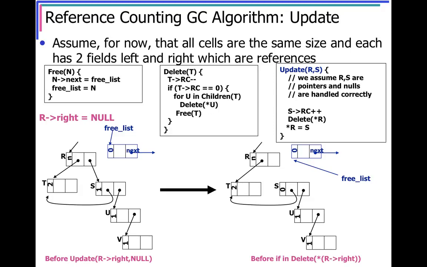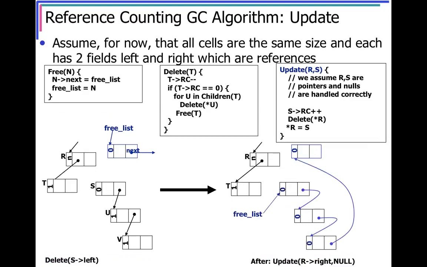The first thing we do in the delete routine is decrement the reference count. And as you can see on the right side in the drawing, we have decremented the reference count of S. At this point, we're going to chase the children of S, because that's the next thing we do in the delete routine, since the reference count has gone to 0. When we're chasing the children, we call delete on each of the children. So we call delete on the U object. That's going to decrement the reference count, and it's going to go to 0. So we're going to recursively call delete on its children that are fields that have references in them.